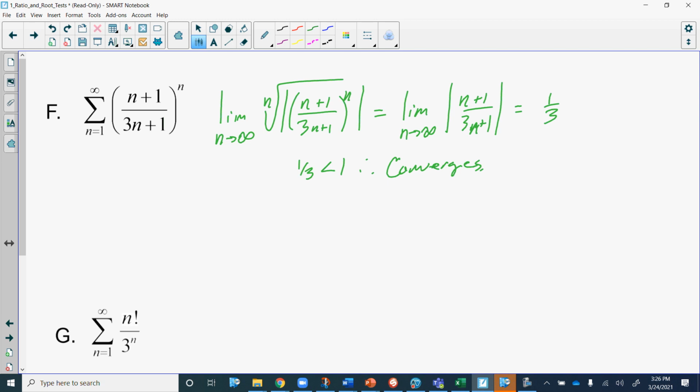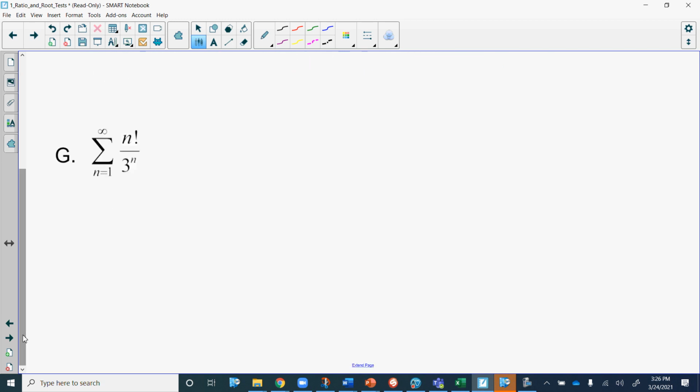And the last one that we have here, the factorial, is a clear indicator that we want to try to do the ratio test on this one. So the ratio test here, I'm going to say the limit as n approaches infinity of the absolute value of (n plus 1) factorial over 3 to the n plus 1 power times the reciprocal of a sub n, which would be 3 to the power of n over n factorial.